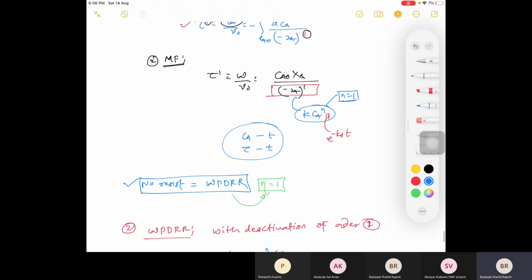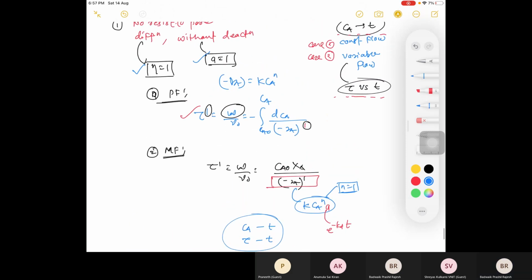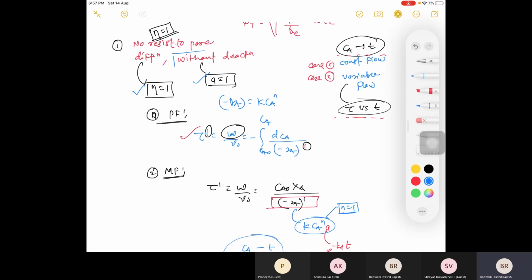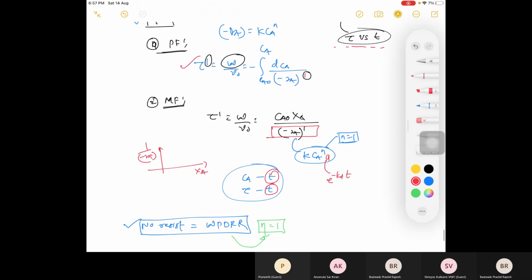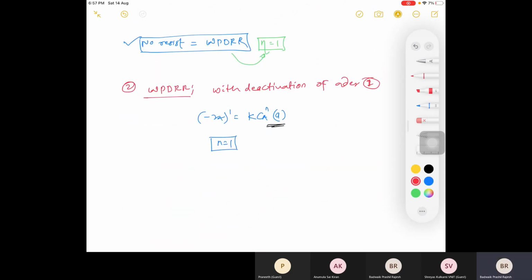And by the way, how can you write here in terms of time when I'm saying there is no deactivation? You cannot draw this curve, right? Because there is no time as a quantity there. So you need to draw as Xa versus this, what we used to do in the homogeneous one, minus Ra versus Xa and all. And here you need to draw t versus Ca and t versus tau in 2 cases.